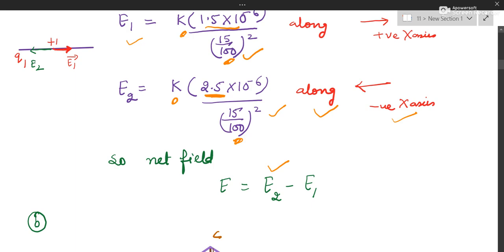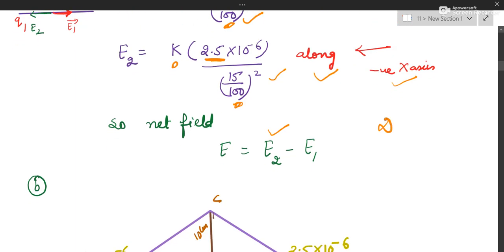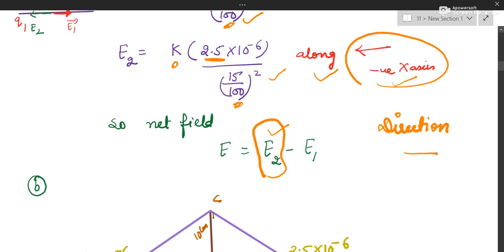So the net field is given by this, but then again you have to tell the direction of the net electric field, otherwise marks will be deducted. So the direction will be along E2, which has been kept first, that is, which is stronger. So along this direction, along the negative x-axis. Now one more part is there in this question.